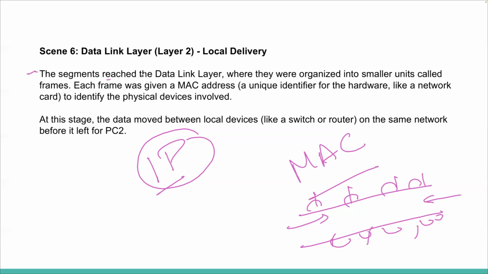So the segment reached the data link layer, where they are organized into smaller units called frames. That's called the PDU. Now each frame was given a MAC address, a unique identifier for hardware like network interface cards, or the PC's network interface card. At this stage, data is moved between local devices like switches or routers on the same network, between PC1 and PC2, like that. It's like a postman.